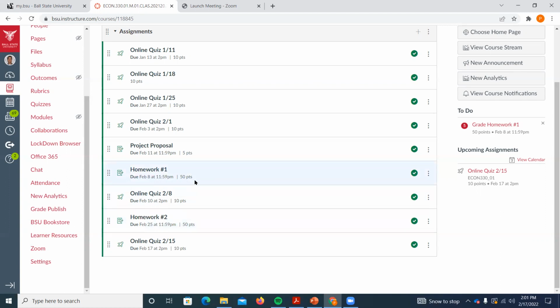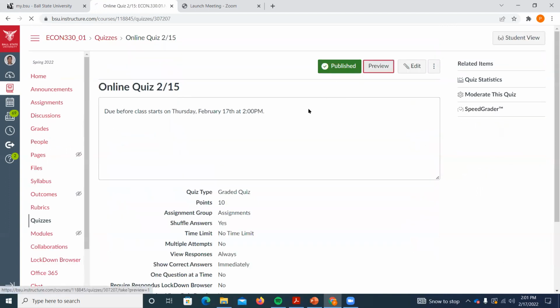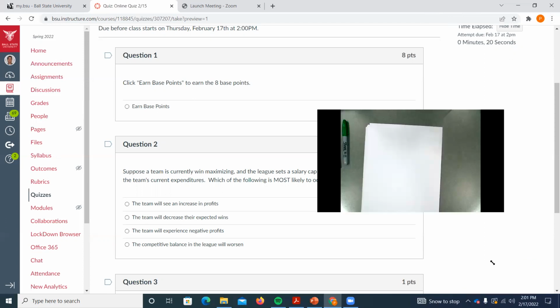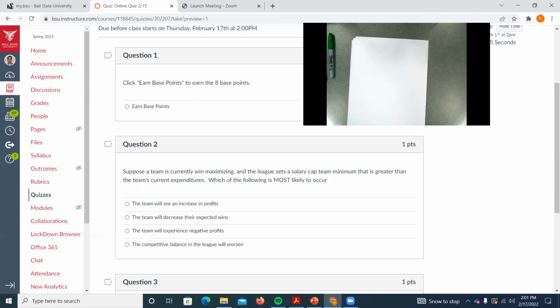Is there any way you can go over question number 2 on the quiz that we did today? Let me see. So you've got a win maximizing team, and they set a salary cap minimum that's greater than the team's current expenditures. Which of the following is most likely to occur? Let's draw this out. The team will experience negative profits. So they're win maximizing, and yeah, you would drive them to negative profits, right?